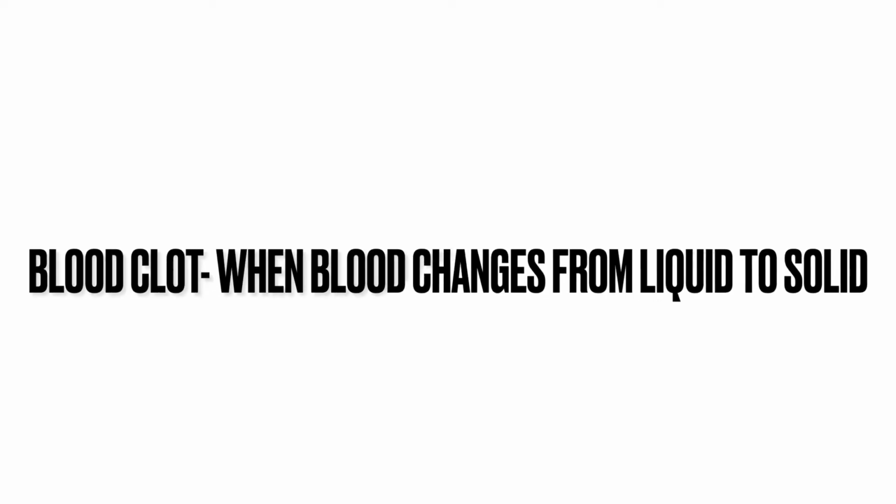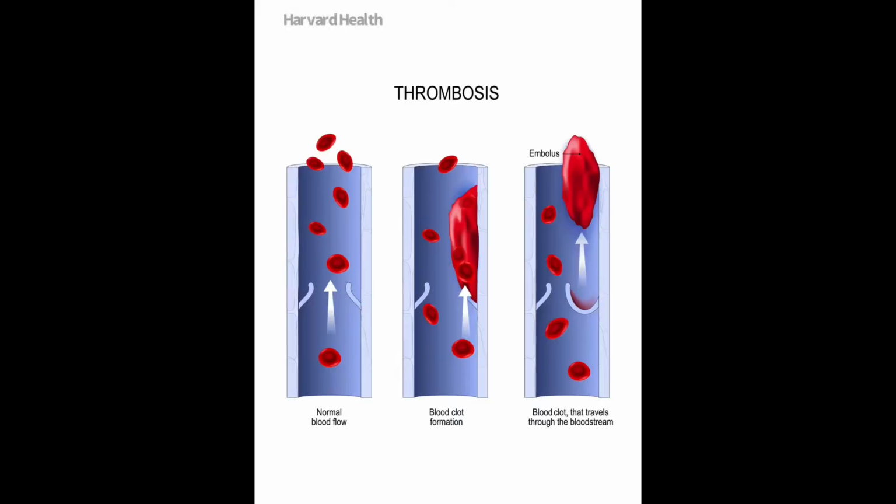To start with, blood clots are when blood changes from a liquid to a solid. The first type of blood clot is thrombosis, which is stationary, doesn't move, and can block blood flow. A serious type of thrombosis is DVT, when your deep veins clot in your body. Deep veins carry a majority of your blood, and obstruction of those can be life-threatening.